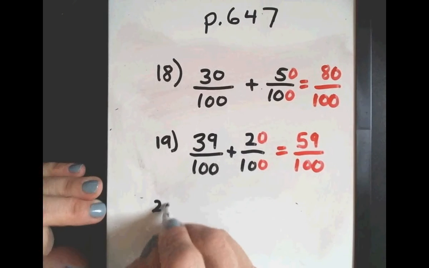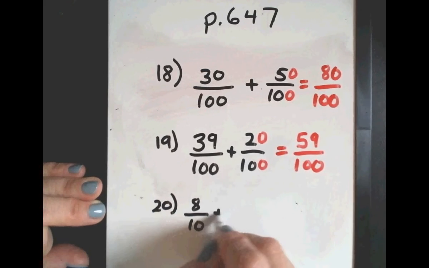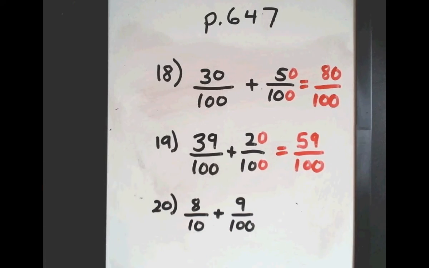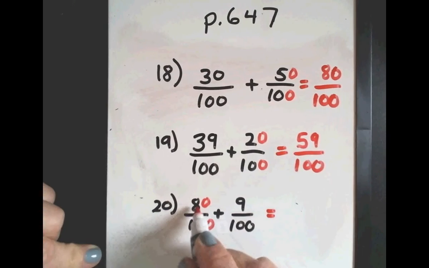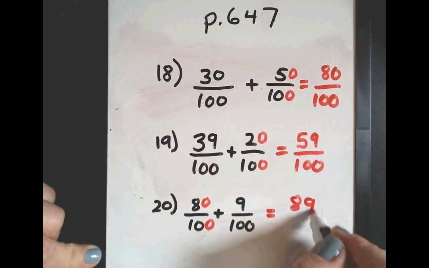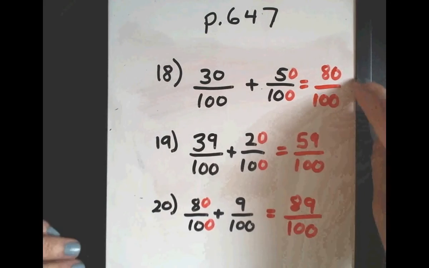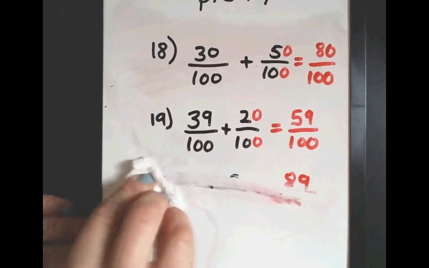And number 20, I've got 8/10 plus 9/100ths. So I need to change the 8/10, so I add a 0 to the numerator, a 0 to the denominator, and now I've got 80 plus 9, which is 89, 89/100ths. So that was nice. I didn't have to rename 18, 19, or 20. So hopefully you guys did really well with those. And let's go ahead and finish up with the last three problems.